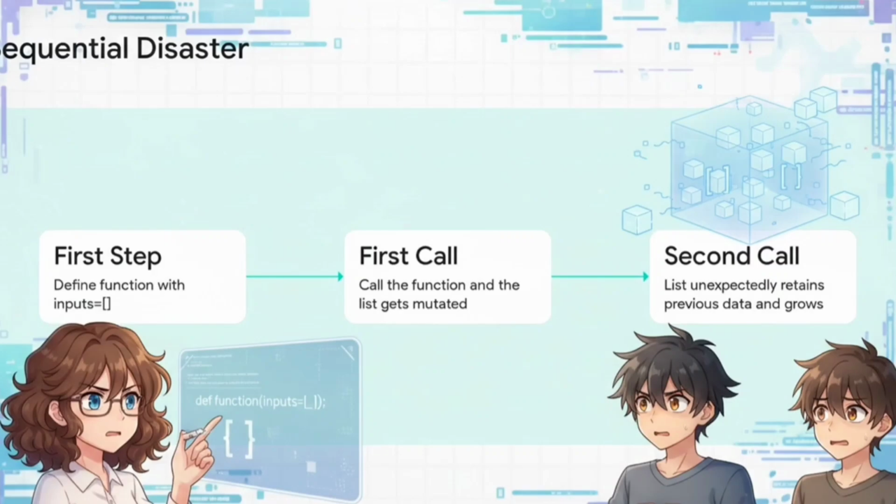Here is the sequential disaster you absolutely need to avoid. Step 1, you define a function and set a parameter default to an empty list. Step 2, you call the function, and let's say it appends an item to that list. Step 3, you call the function again, fully expecting a fresh, empty list, right? But instead, the list unexpectedly retains the data from the previous call and just keeps growing. Why? Because that default list was created only once when the function was first defined. That exact same list object is being reused and mutated every single time you call the function.